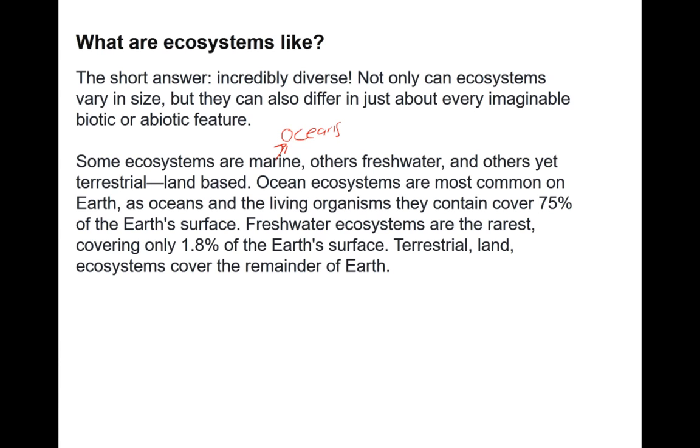Others freshwater, and others yet terrestrial, which are land-based. Ocean ecosystems are most common on Earth, as oceans and the living organisms they contain cover over 75% of the Earth's surface. Freshwater ecosystems are the rarest, covering only 1.8% of the Earth's surface. The terrestrial land ecosystems cover the remainder of the Earth.